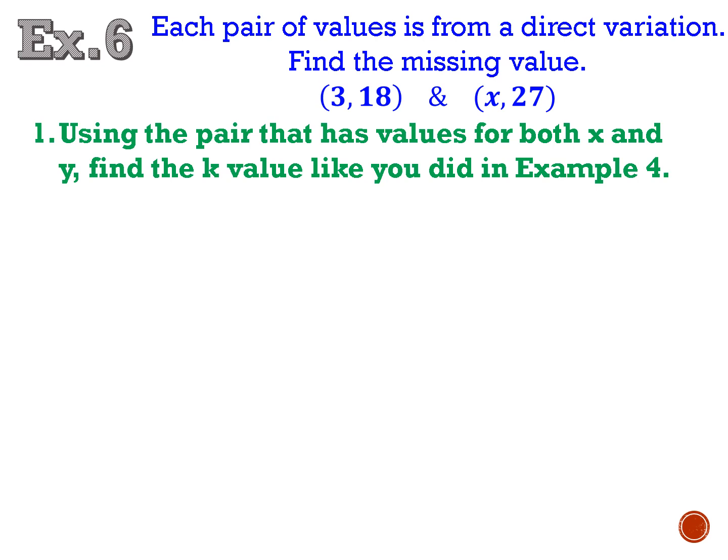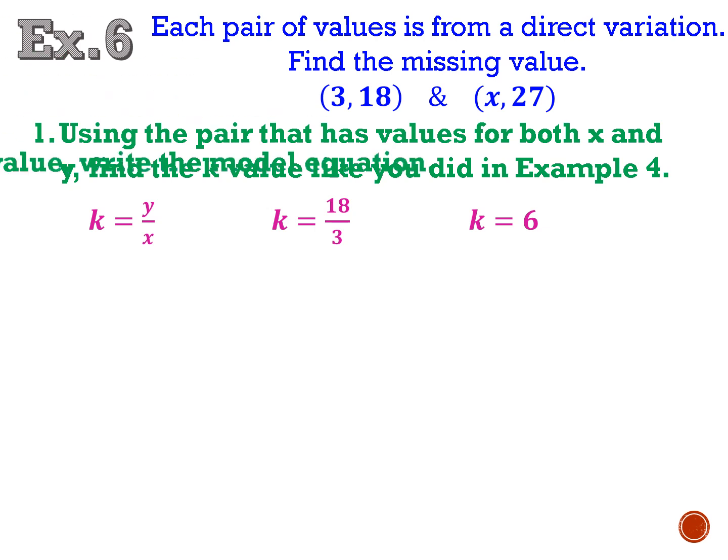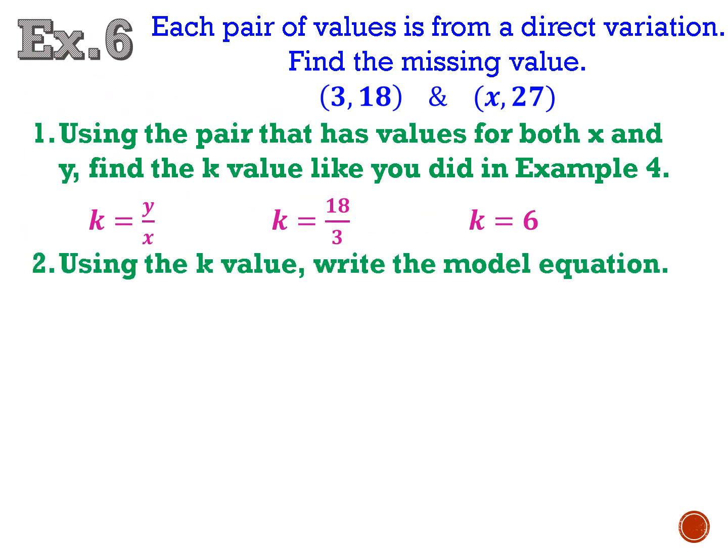So we're going to use (3, 18), and since it's direct variation, we're going to use the k that is y over x because it's direct variation. So I did 18 over 3 and I found out k was 6. Woohoo! We got k. Now we're ready to write our model equation. And since it's direct variation, that's y equals kx. So that means since my k is 6, it's y equals 6x.